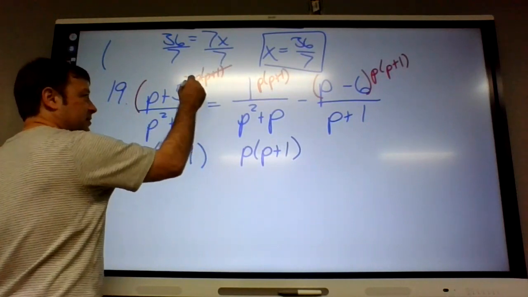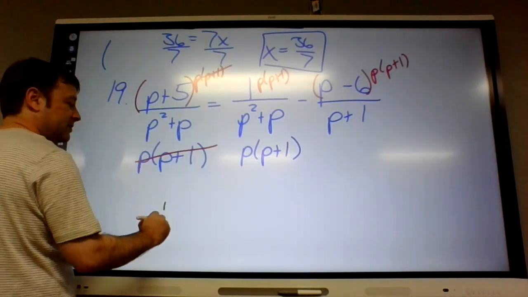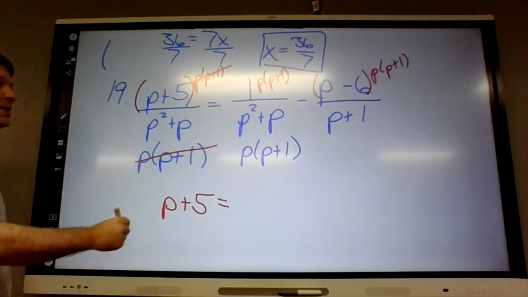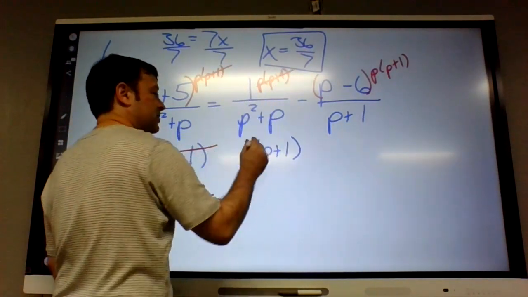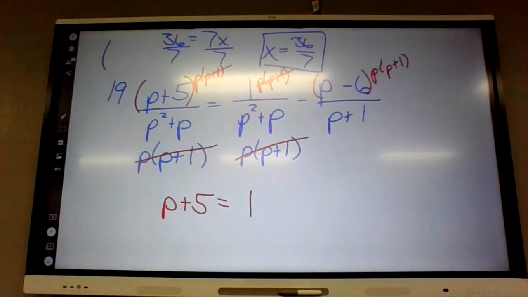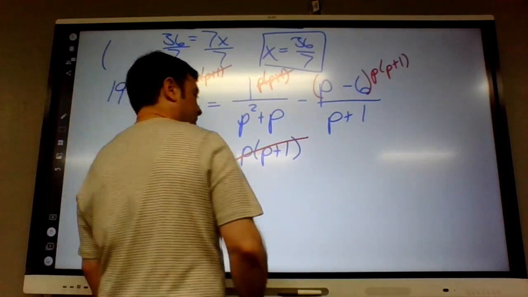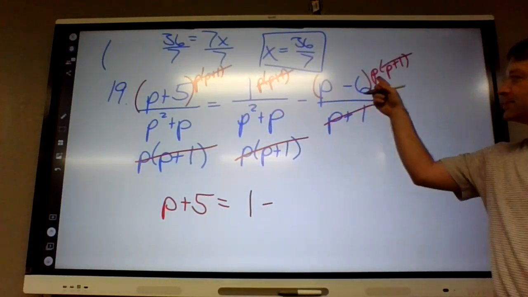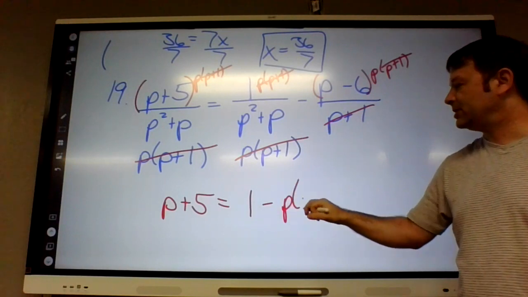So on the first term, that all just cancels out. We're left with p plus 5. On the second term, same thing. It all just goes away. It's left with the 1. And on the last term, only the p plus 1 cancels out. So we're left with p times p minus 6.